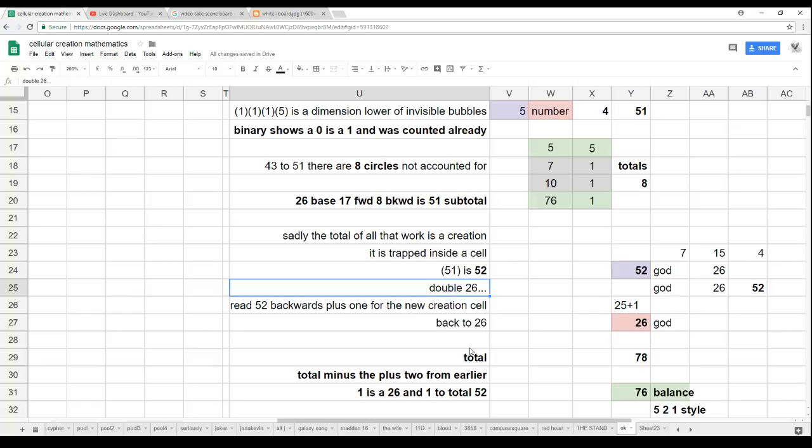So what do we have? You read 52 backwards now, okay, and you plus 1 for the new creation because you're looking at it from a different point of view, and you get 25 plus 1, this is back to 26, and you get 26 God again. So I find it very interesting, okay, that we now have a 52 complete, and then another way of looking at the 52 to get back to what we started with a difference of 26, okay?